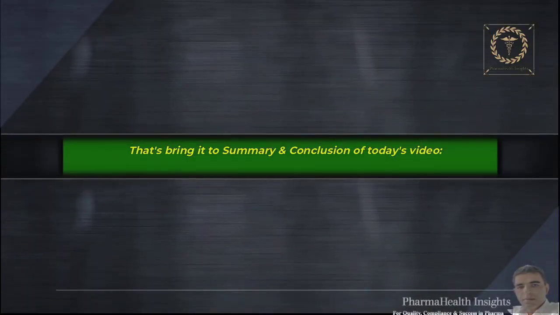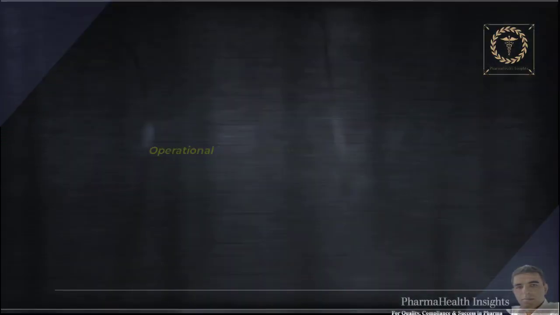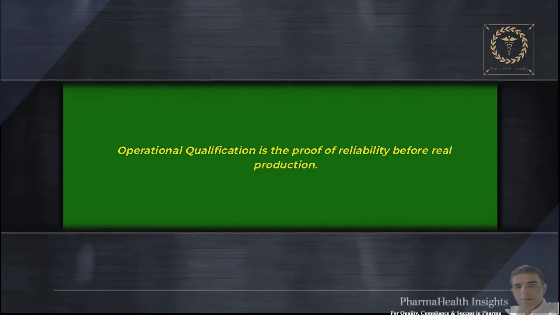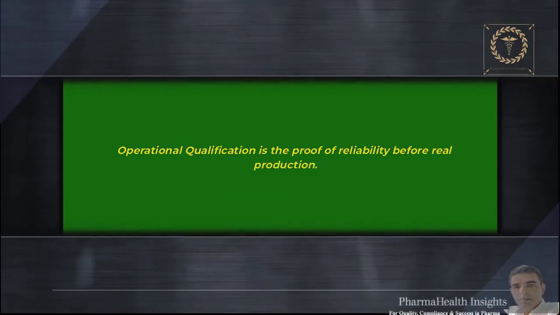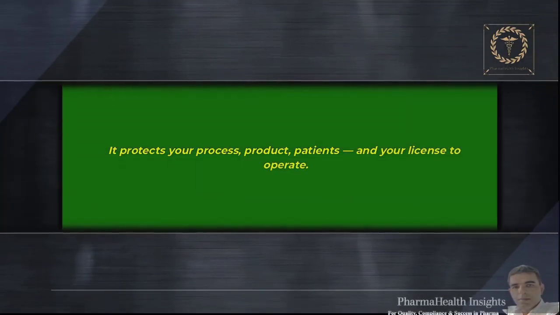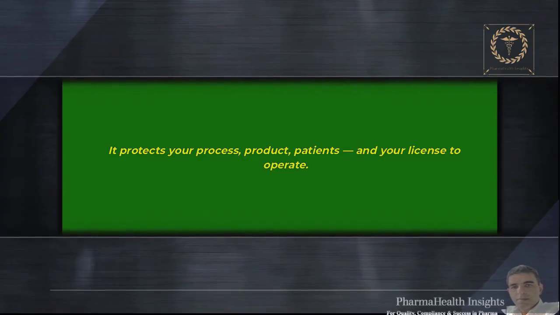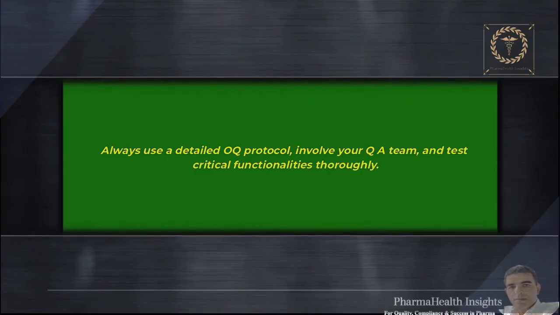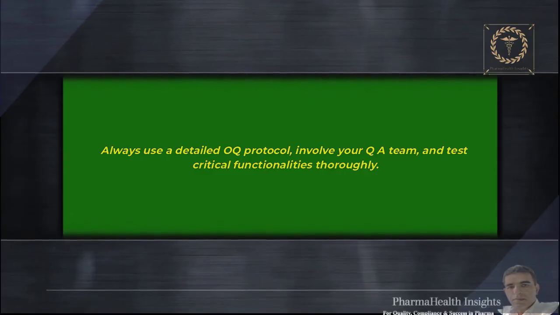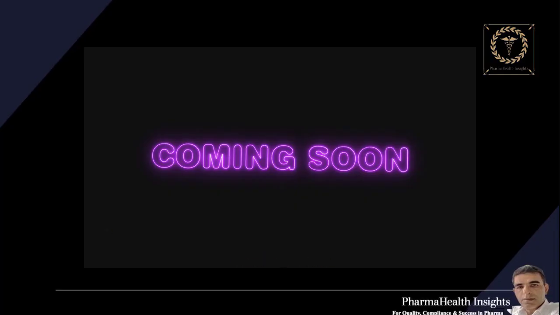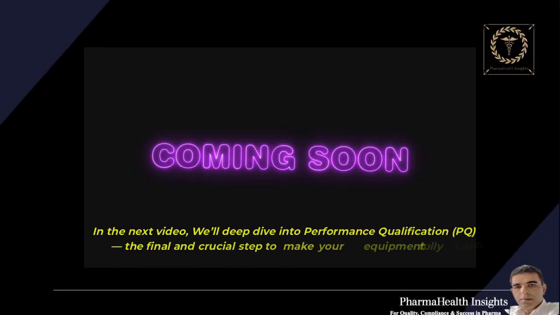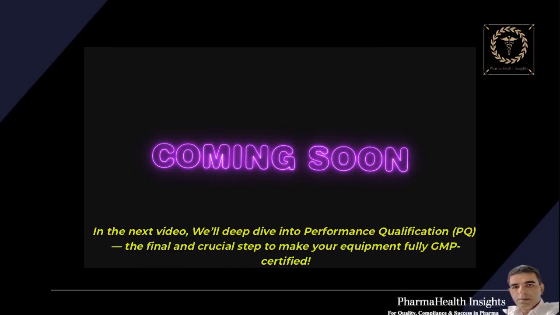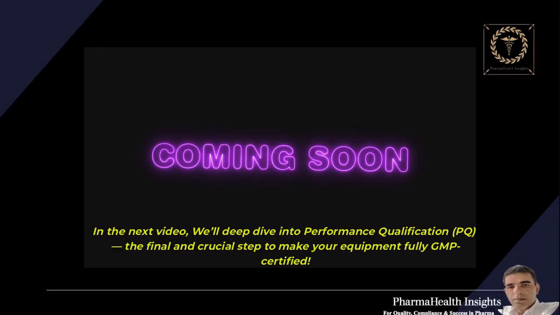That brings us to the summary and conclusion of today's video. Operational qualification is the proof of reliability before real production. It protects your process, product, patients, and your license to operate. Always use a detailed OQ protocol, involve your QA team, and test critical functionalities thoroughly. Coming up next, in the next video, we'll deep dive into performance qualification, PQ, the final and crucial step to make your equipment fully GMP certified.